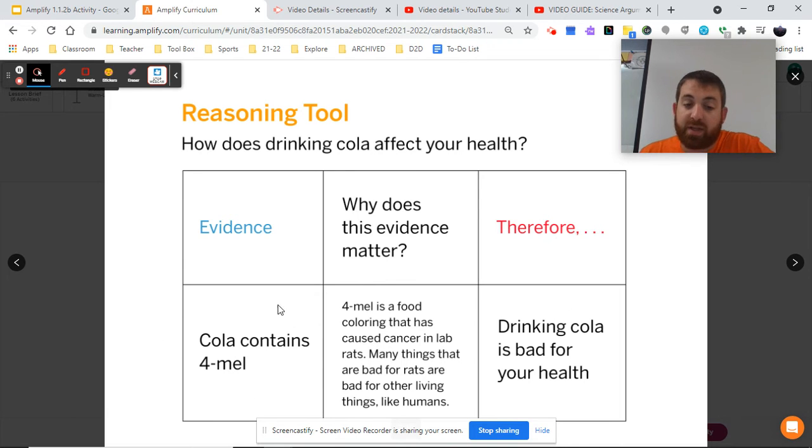So, two important things here. Number one, the evidence here is something that scientists observed. It's something that scientists found, whether it was through the use of technology or whatever it is, testing, to find that cola contains 4-MEL, a very basic fact. This is a very basic claim. But the reasoning here that connects our simple evidence to our claim is where we begin to see the connection from one to the other.